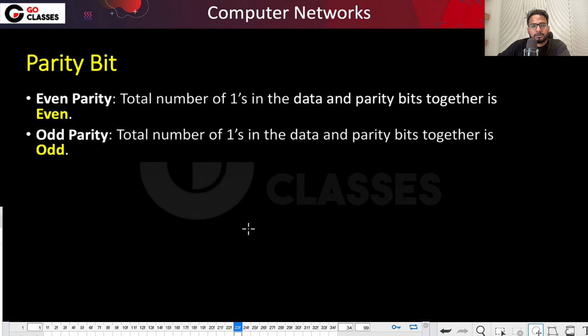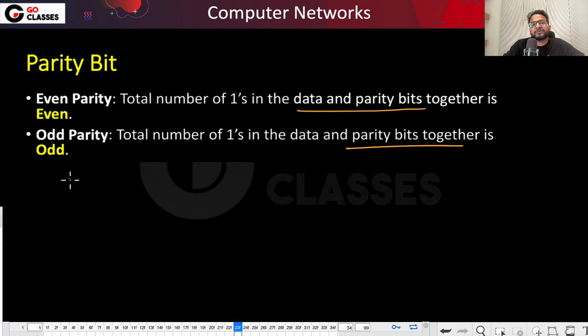For even parity, the total number of ones in the data and the parity bits together should be even. The important part is that data and parity bits together should be even. And for odd parity, data and parity bits together should be odd. That's how the parity works, right? Now let's see how it is helping us.